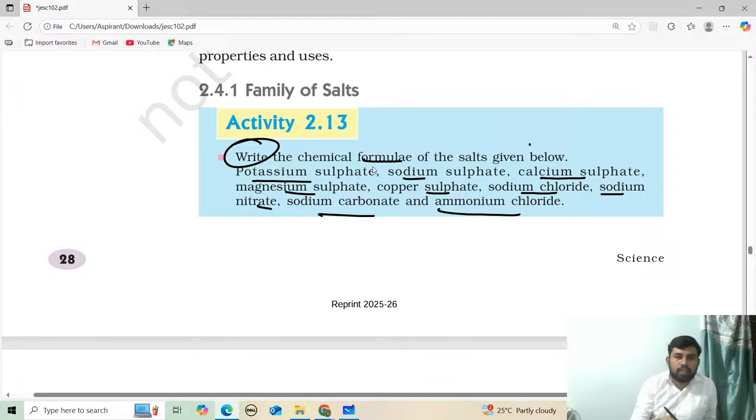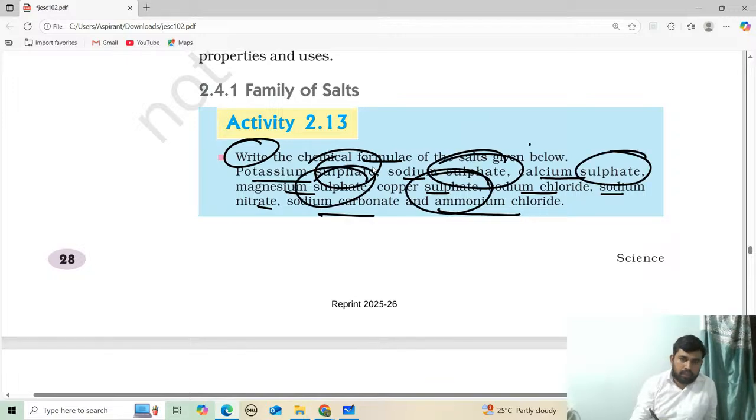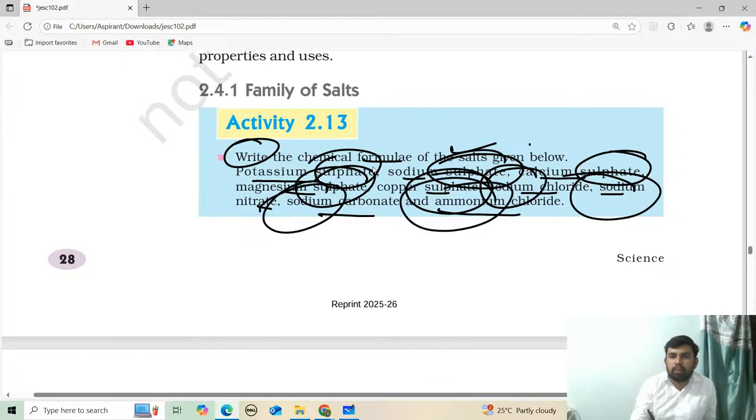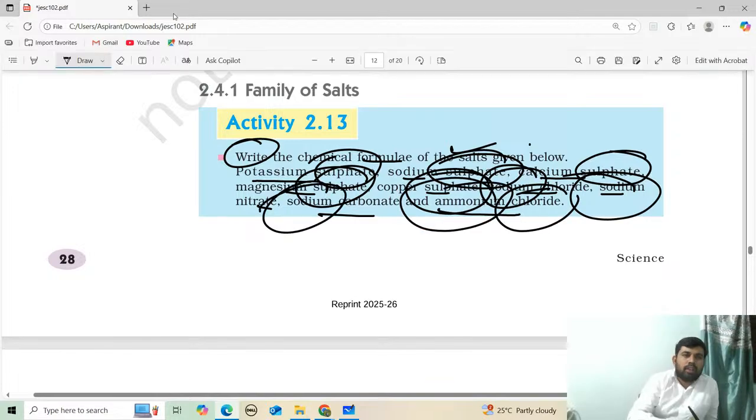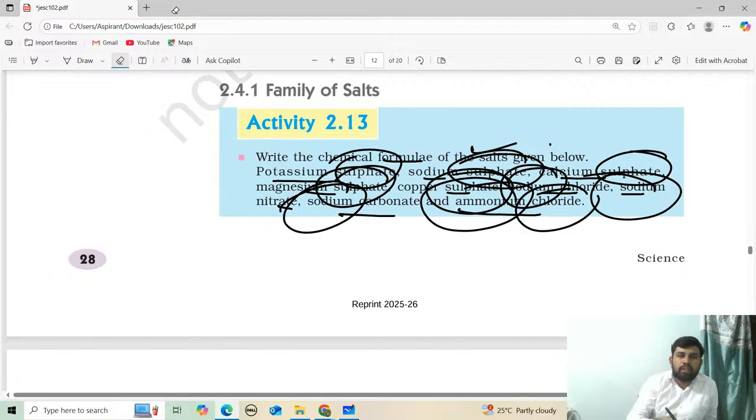Try to understand: what is the common thing here? Potassium sulfate, sodium sulfate, calcium sulfate, magnesium sulfate, copper sulfate. So in these salts, the sulfate ion is common. Similarly, sodium chloride, sodium nitrate, sodium carbonate: here sodium is common. Similarly, ammonium chloride is there. Let me discuss here, then we'll come to know how to classify these salts.